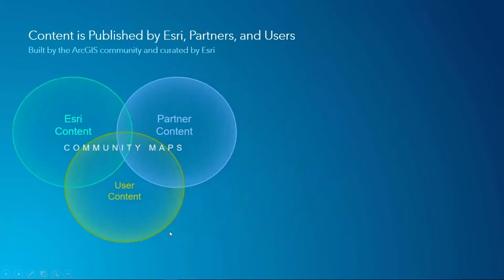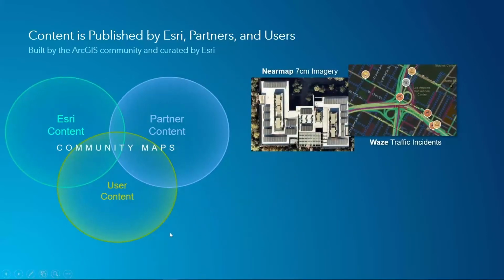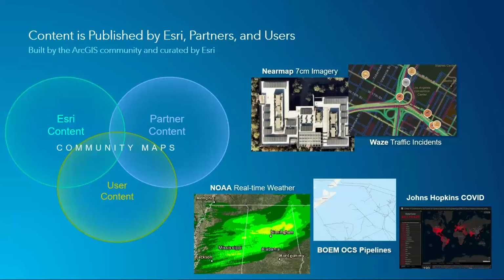Additionally, the Living Atlas includes content from Esri partners such as Nearmap, which provides high-resolution imagery, and Waze for real-time traffic monitoring. Increasingly, content in the Living Atlas is being published by authoritative organizations in the Esri user community, such as NOAA with real-time weather data, and their partnership with the Bureau of Ocean Energy Management in the Marine Cadastre. Finally, one very notable addition this year is the COVID-19 dashboard from Johns Hopkins, which tracks confirmed cases around the world and has nearly 2 billion views this year.